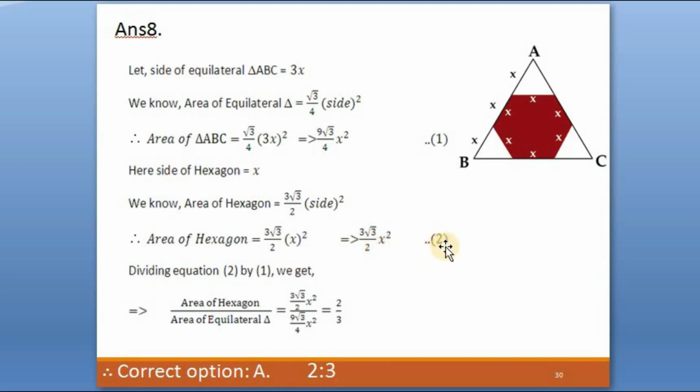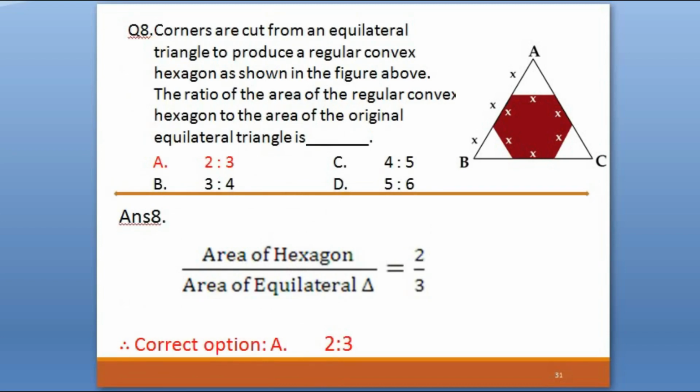Now dividing equation 2 by 1, because the question asks for the ratio of the area of the hexagon to the area of the equilateral triangle. So dividing equation 2 by 1, we get the area of hexagon to area of equilateral triangle as 3 root 3 by 2 x square over 9 root 3 by 4 x square, which is equal to 2 by 3. So the correct option is A, that is 2:3. Right? So this is the ratio.